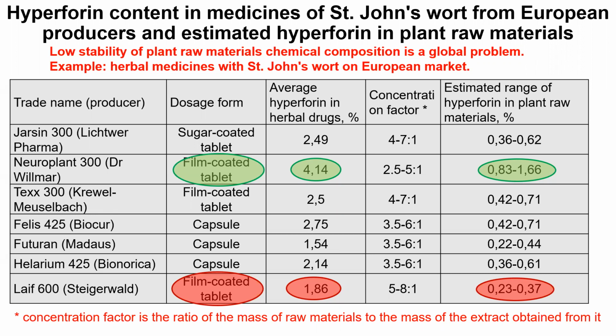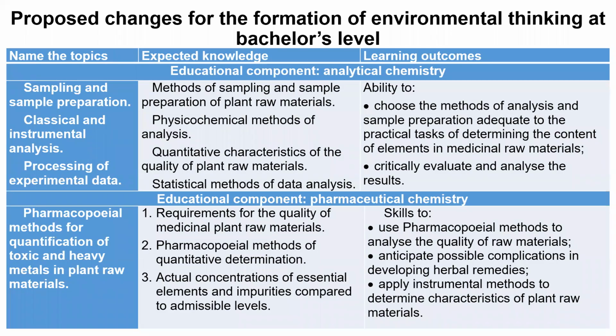The problem can be solved by forming the required competencies in the training of prospective pharmacists and technologists of industrial pharmacy. Necessary changes to the syllabi of some fundamental and technological disciplines are proposed. Next two slides demonstrate the proposed changes for the formation of environmental thinking at bachelor's level.